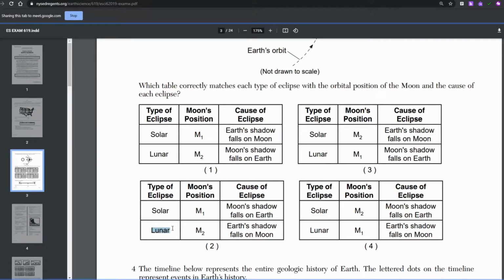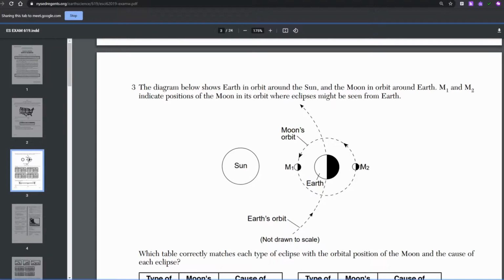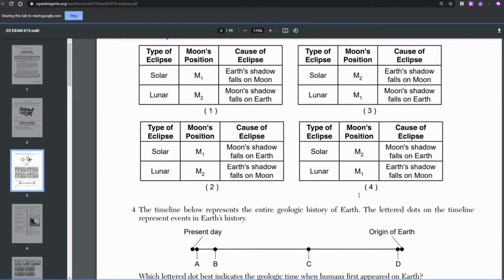Let's just double check that where it says lunar M2, Earth's shadow on the Moon. Yeah, there's M2. There's Earth. Our shadow would be coming out behind the Earth and blocking the Moon from that perspective.